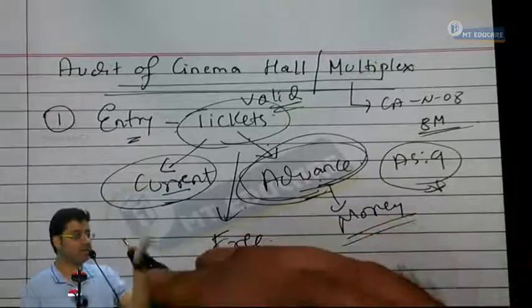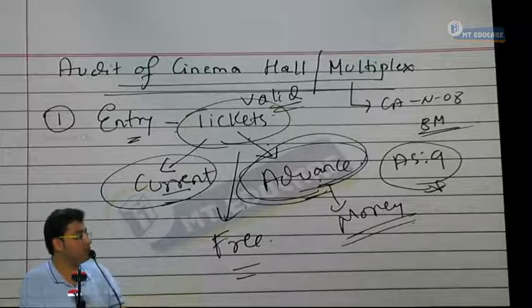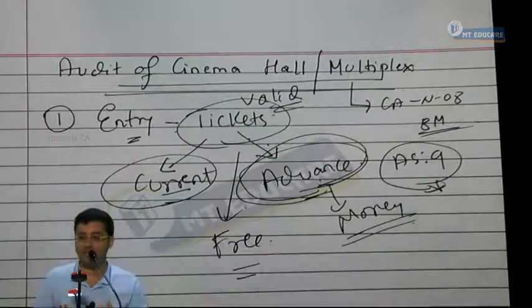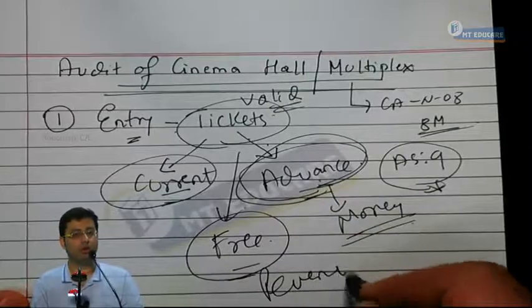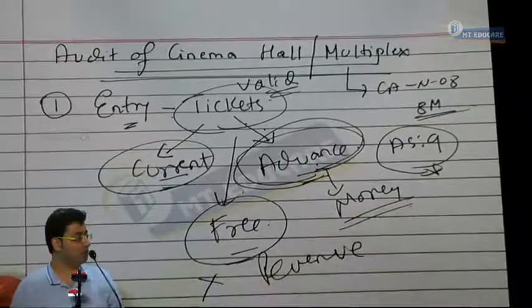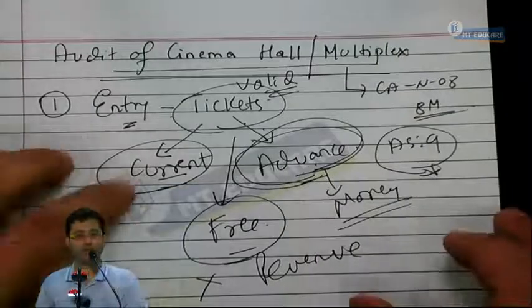And current sale, what does current sale mean? When the movie is about to start, the person comes to the box office and buys the ticket. That is called current sale of ticket. Free sale, is there any revenue? No revenue, it is under a scheme, so there is no revenue in the free sale. These are all small points which an auditor has to see.